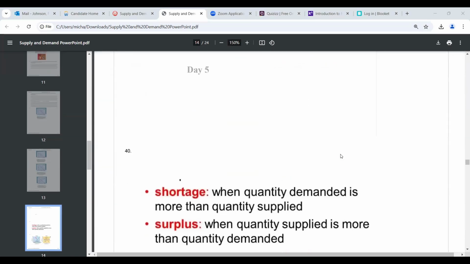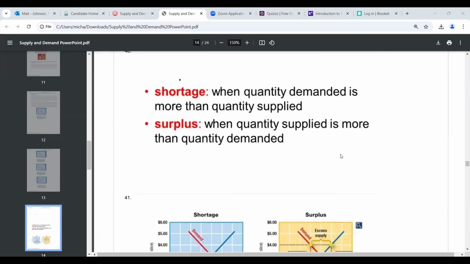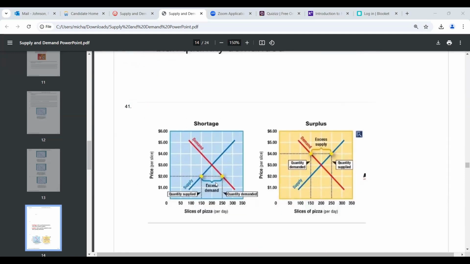Shortage is when quantity demanded is more than quantity supplied, surplus is when quantity supplied is more than quantity demanded. So shortage here is excess demand. Demand is greater than supply here. That's a shortage. And then the surplus is when the supply is greater than demand.